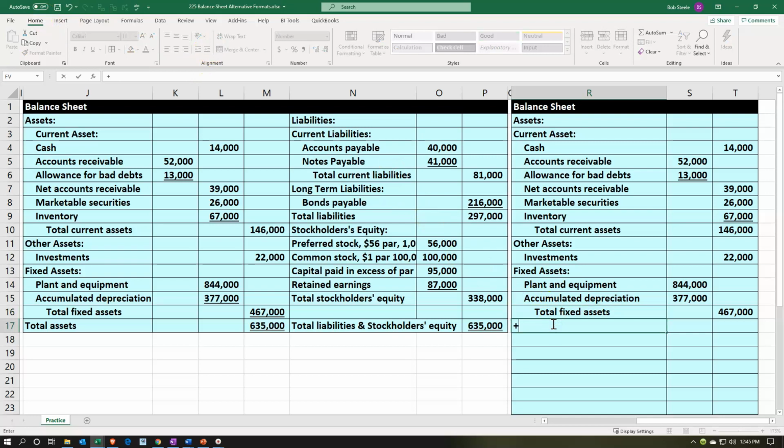Then we'll pick up the total assets. That's going to be equal to the sum of the 467 up to the 146. Underlining the 467, home tab, font, and underline. Then we'll double underline here. Home tab, font, drop down, and double underline. Okay, so then we're going to go to the liabilities.